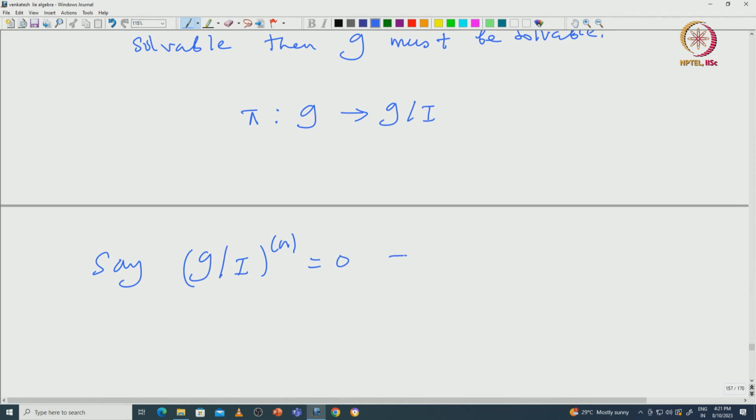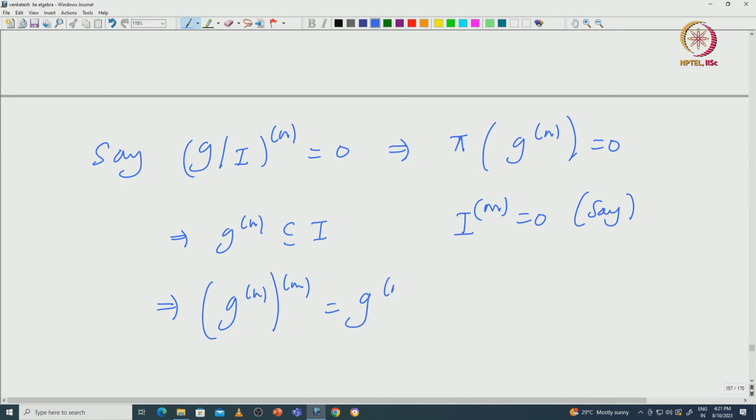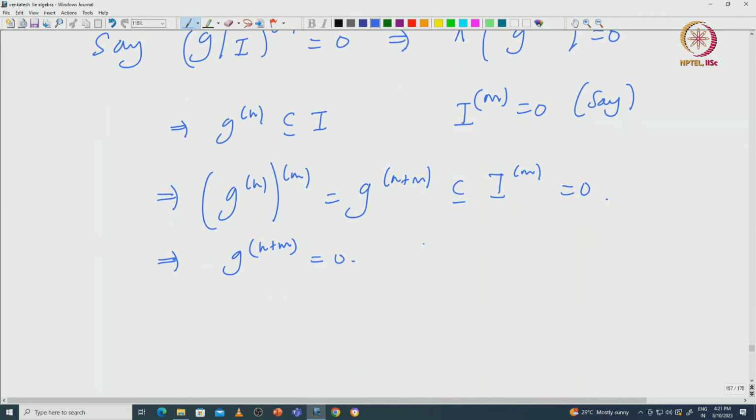So, that means pi of g power n must be 0, because pi is surjective. So, that would imply that g power n is contained in I. So, let us say I being solvable, I power m is 0. Then that would imply that g power n power m, which will be g power n plus m, is contained in I power m, which is 0. So, that proves g power n plus m is 0. So, that proves G is solvable.